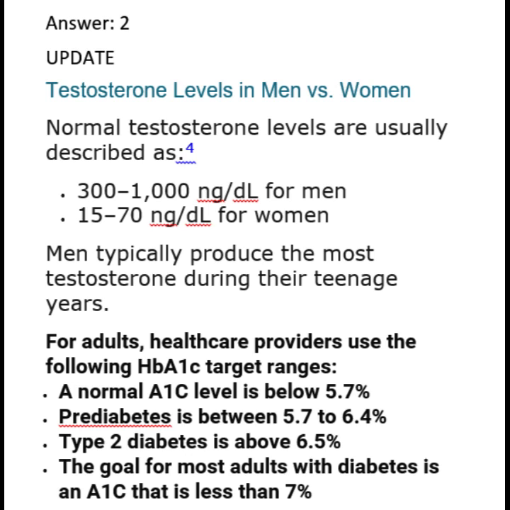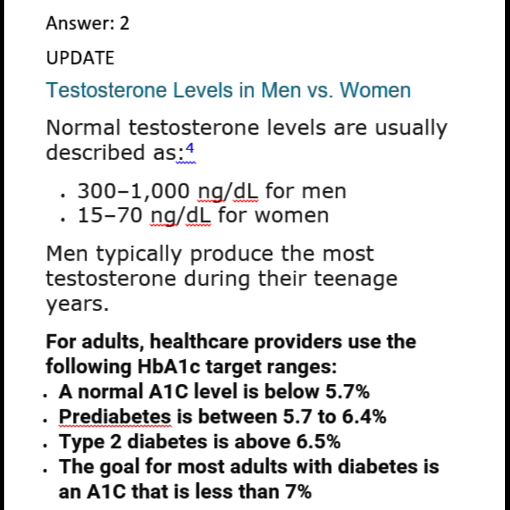Update. Testosterone levels in men versus women. Normal testosterone levels are usually described as 300 to 1000 ng/dL for men and 15 to 70 ng/dL for women. Men typically produce the most testosterone during their teenage years.